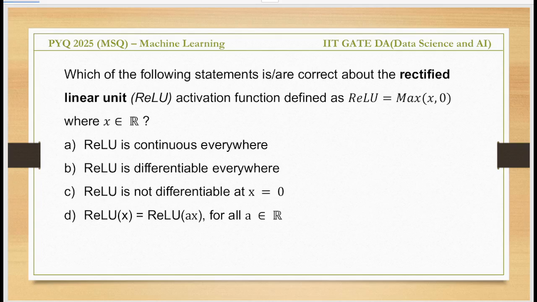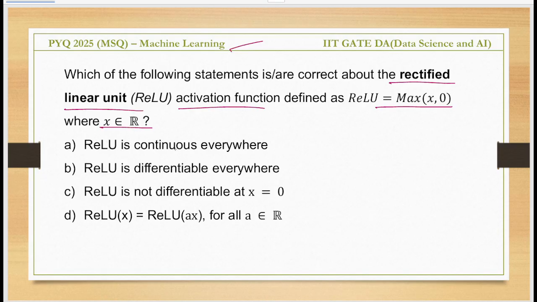In this video, we are going to discuss a problem from the GATE DA paper of 2025 from machine learning. The question here says: which of the following statements is/are correct about the rectified linear unit, also known as the ReLU activation function, defined as ReLU(x) = max(x, 0), where x belongs to the real numbers. Then we have to check the given options.